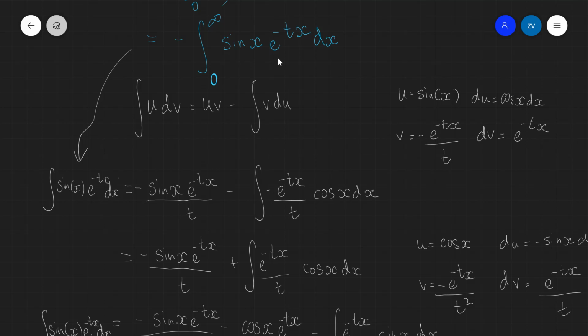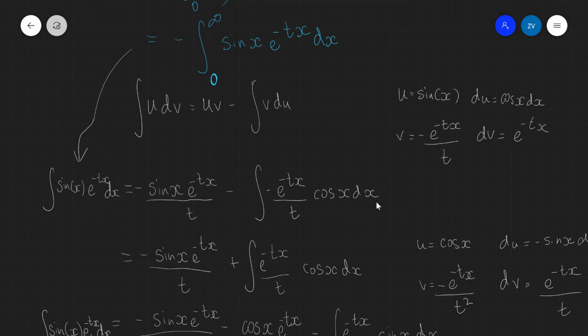So the integral of sine of x e to the minus tx dx will then be equal to minus sine of x, which is our u, multiplied by e to the minus tx. The minus sign comes from the fact that our v is negative e to the minus tx, so I've just brought this out here, divided by t, of course, minus the integral of minus e to the minus tx divided by t times cos of x dx.